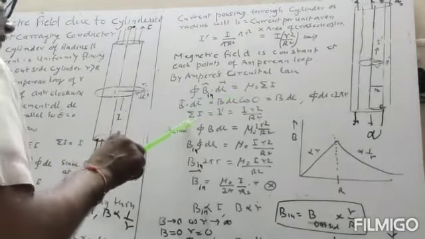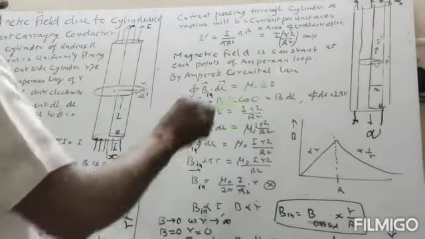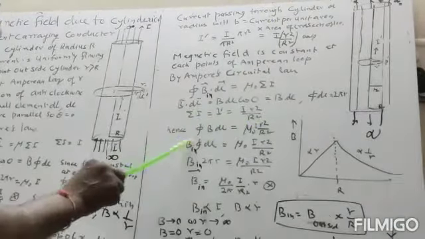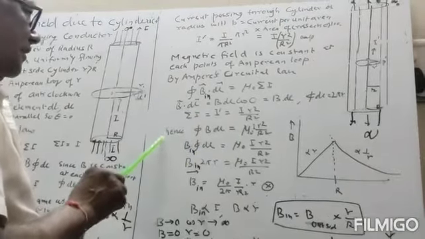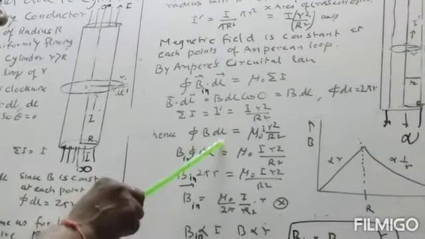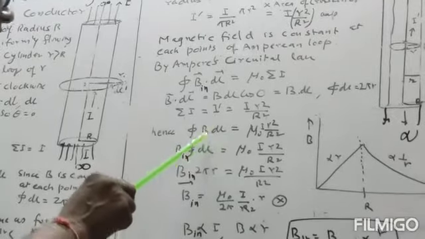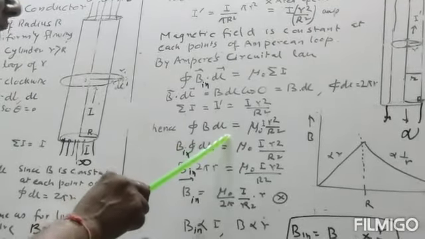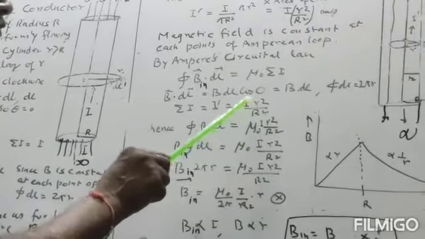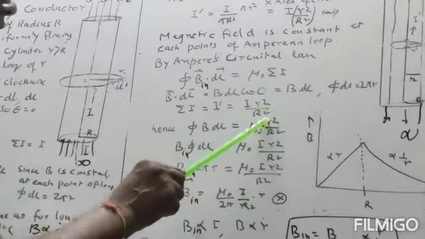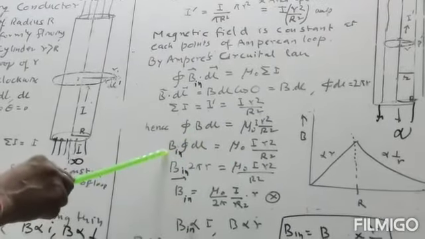So here the summation of current is I dash, which we have found. Now using this, the line integral of B dot dl will be equal to B dl cos 0, and cos 0 is equal to 1, so we directly write B into dl is equal to mu 0 times I dash, and I dash is equal to I r squared by capital R squared. Now B is constant, so we take B outside.